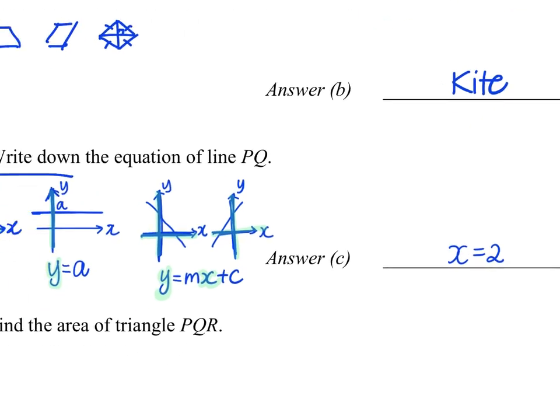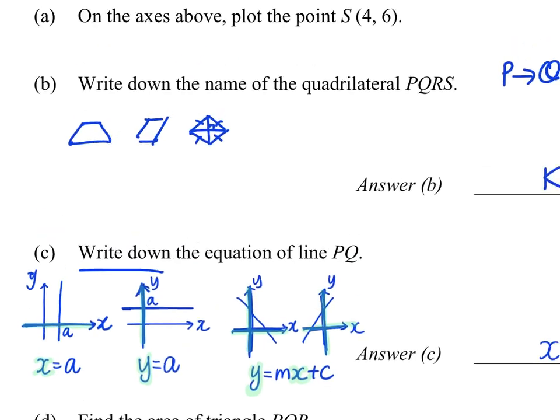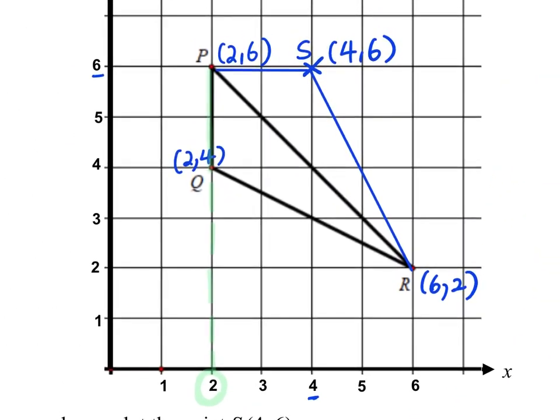Okay, next one. Let's find the area of triangle PQR. Now, previously, in the other question, we had the area of the triangle, half times base times height. That's very easy because we have a 90-degree angle. But remember our triangle PQR here is slanted. Okay, let's take a look. We have this triangle over here, PQR. Let me highlight this.